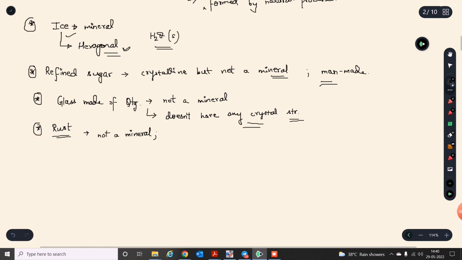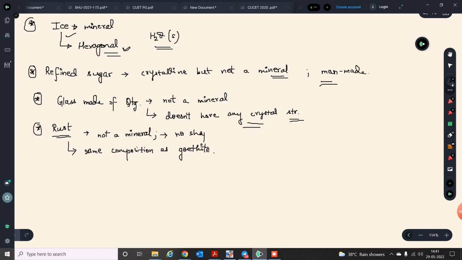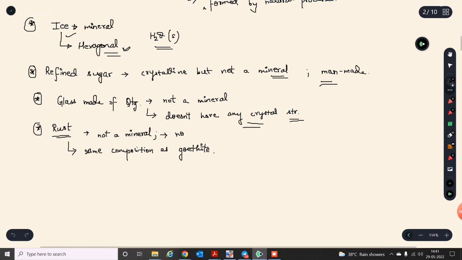It does not have a particular shape and size. Yes. Basically, it cannot be considered as a solid, right? Yes. So it cannot be considered as a solid. So even though it has the same composition as goethite, still it's not a mineral. No well-defined shape. These annotated slides I will also upload.